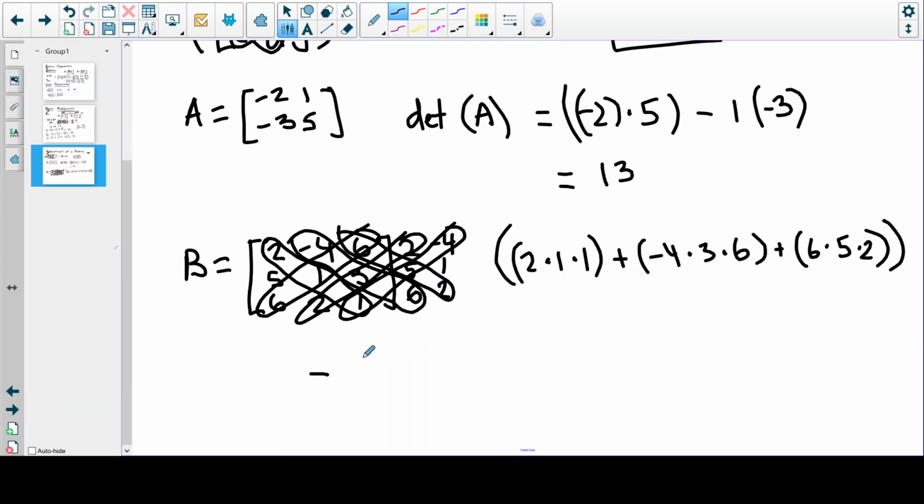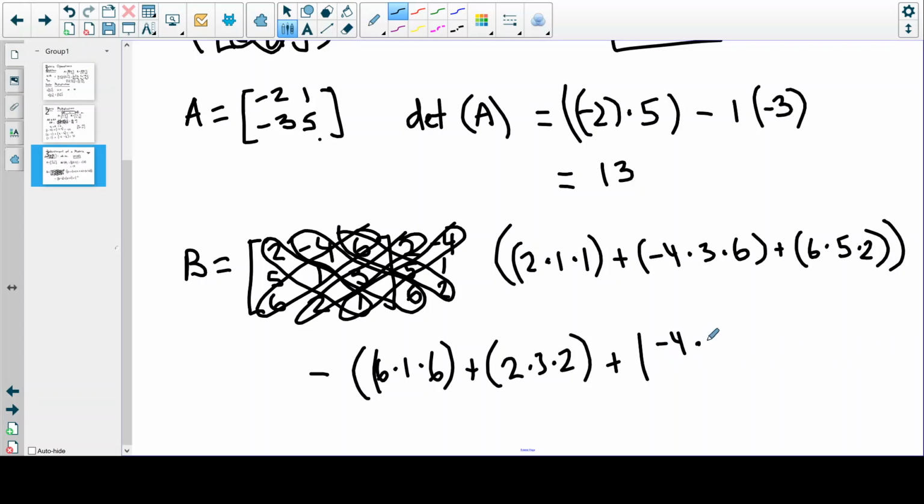Then you're going to subtract all the terms in the next diagonal, which would be 6 times 1 times 6, plus 2 times 3 times 2, plus -4 times 5 times 1.